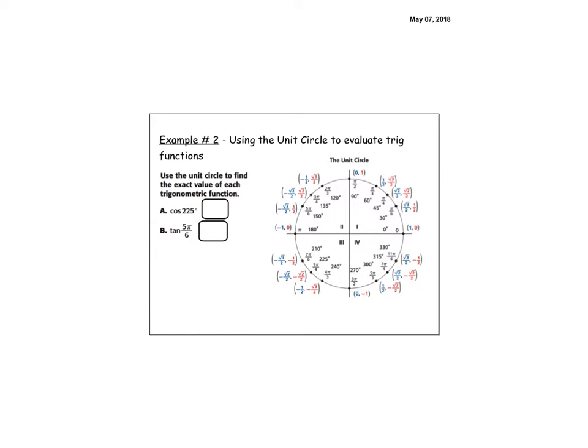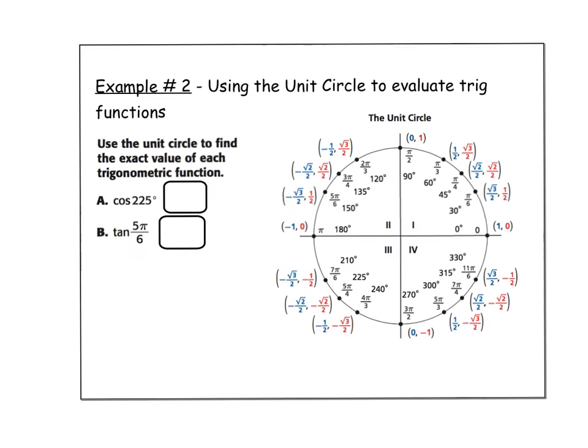Okay, here's an example that says use a unit circle to find the exact value of trigonometric functions. Well, if you know the unit circle, you can find the exact values pretty easily. So the first question is, what is the exact value of cosine of the angle 225 degrees? So 225 degrees is here, and we know that the reference angle is 45 degrees, so it's going to act like this one.